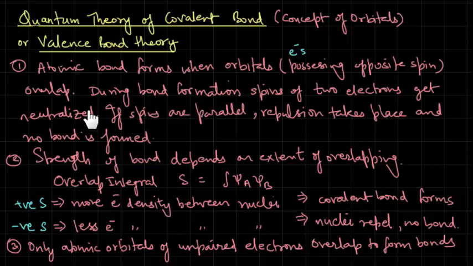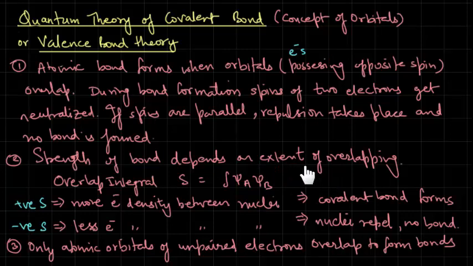When the bond is formed, the spin is neutralized. If spins are parallel, that means they are in the same direction, then repulsion takes place and no bond is formed. This is just a theory, so we'll go through it quickly, and when we do some examples, it will make more sense. The strength of this bond depends on the extent of overlapping.